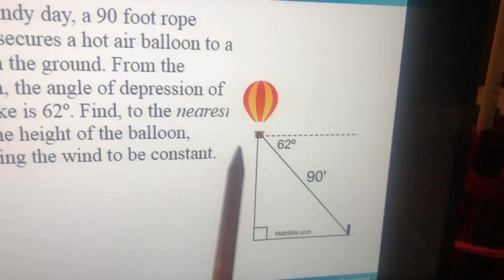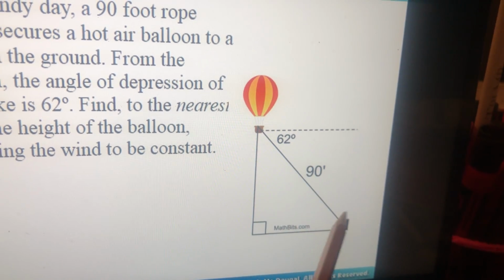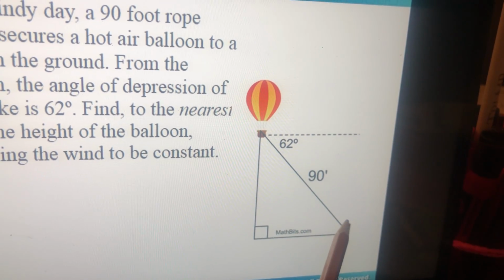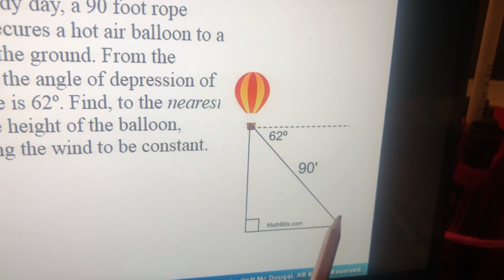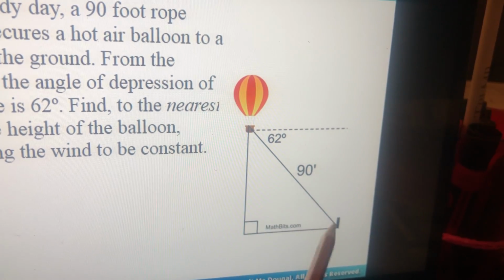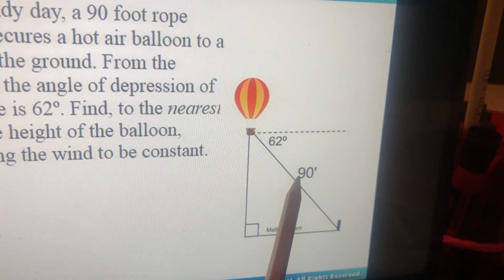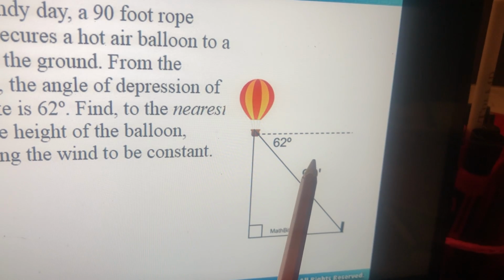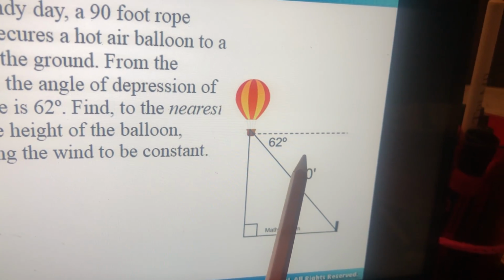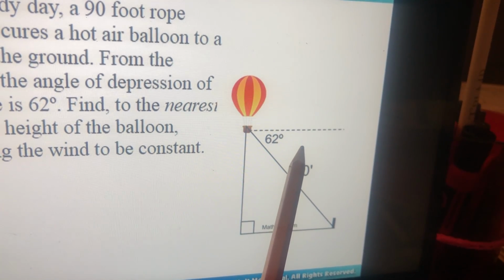All right, so here's a hot air balloon flying in the sky. The stake in the ground would be here, right? The rope that's securing this from the stake to the balloon is 90 feet. That's why the 90 is there, okay? From the balloon, the angle of depression to the stake is 62 degrees.